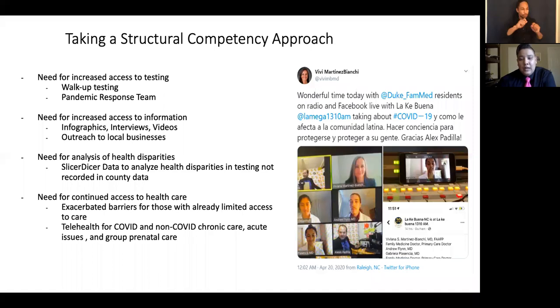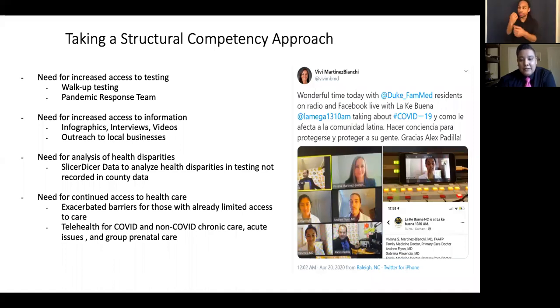We've also been doing outreach to local businesses to ensure that they have the information they need to protect their customers and their employees. And we've been working within our larger community coalitions to advocate for increased resource allocation and policies that address the needs that the community has in regards to housing, food, and safe working conditions.